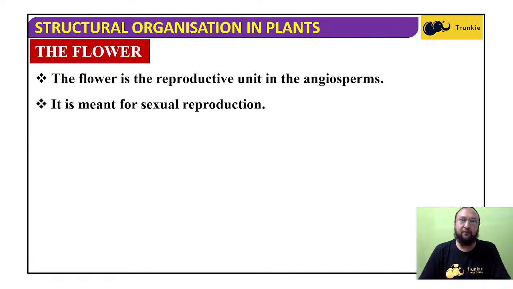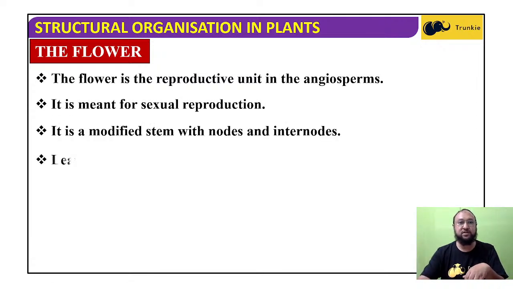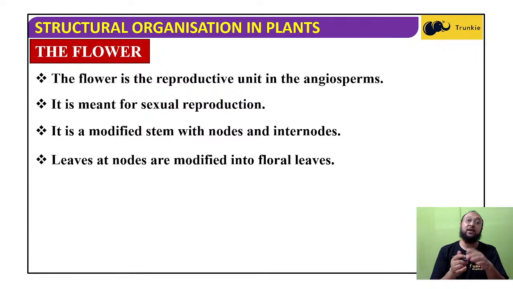You have already studied that there are phanerogams and cryptogams. Phanerogams means the flowering plants, and angiosperms are flowering plants and a highly evolved group of plants in the plant kingdom. The flower is a special structure that acts as the reproductive unit in angiosperms, meant for sexual reproduction. The organs and parts in the flower play an important role in carrying out sexual reproduction.